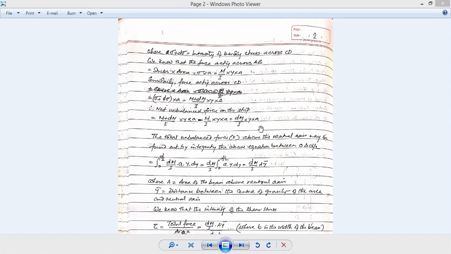Now the net unbalanced force created in the strip due to the action of additional external bending moment and external shear force is just the difference between these two equations we have formed, resulting in this unbalanced force as delta M by I into y into A. The total unbalanced force about the neutral axis we can find by integrating the above equation from 0 to t by 2, or half of the depth, because we have noticed that it is a symmetrical beam.